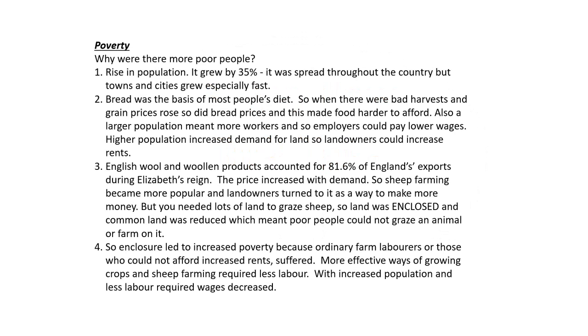Okay, welcome back. So we could probably boil down why poverty increased, why there were more poor people, into four different areas that link with the headings that you got. You looked at population increase and enclosure and cost of land and cost of food and improved farm techniques. All of these things come together. You should have collected evidence to explain each of them, but they all come together to lead to increased poverty because of their interconnectedness. So, for example, population rises, it grows by 35%.